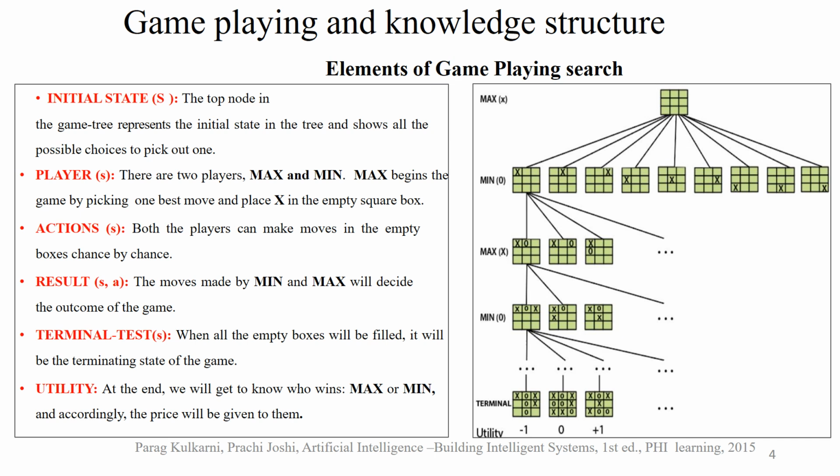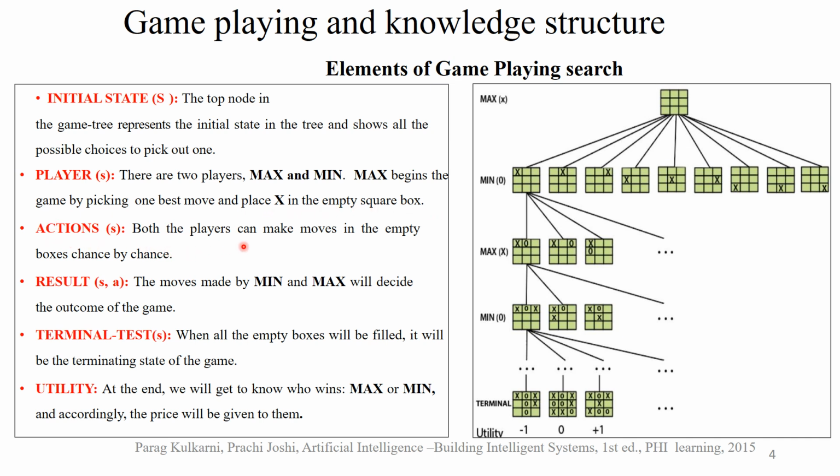Elements of game playing search. Initial state. The top node in the game tree represents the initial state and shows all the possible choices to pick one. This is the representation of a tic-tac-toe game, and this top node in the game tree represents the initial state. Player. There are two players, Max and Min. Max begins the game by picking one best move and placing X in an empty square box.